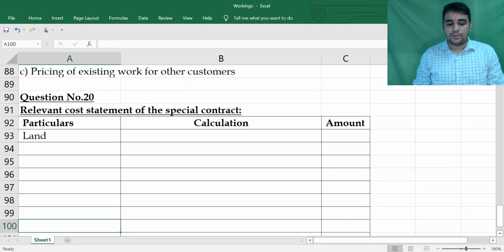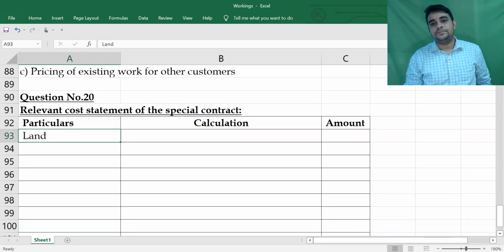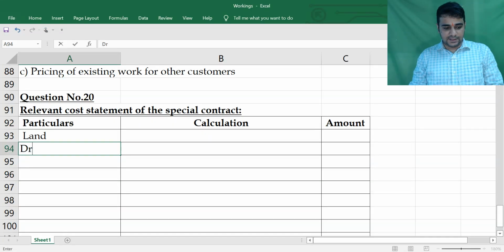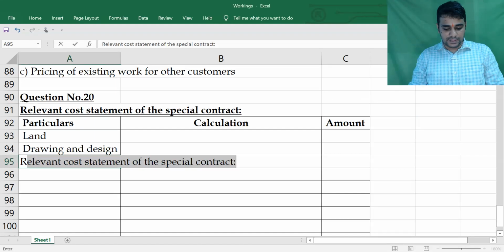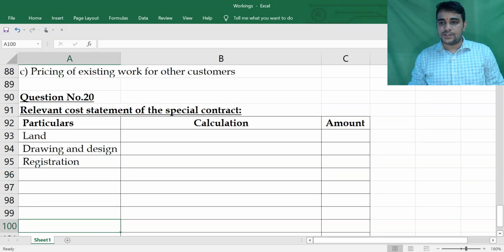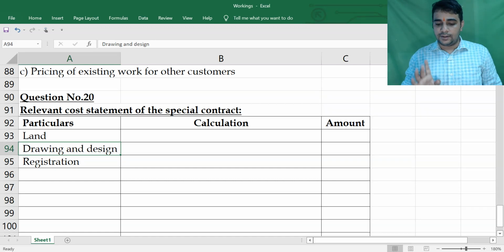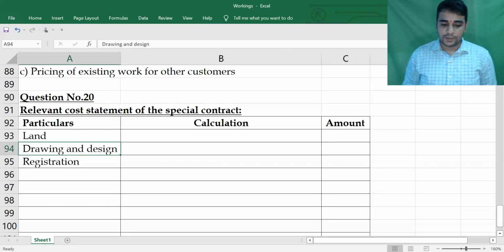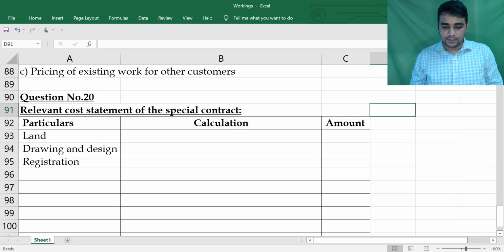Particulars, calculation, amount: land, drawings and design, registration. Let me write all those items. You have 1 minute to analyze all three and write the relevant costs. I'll discuss it in a minute. Write whatever makes sense to you. Right, wrong doesn't really matter to me.